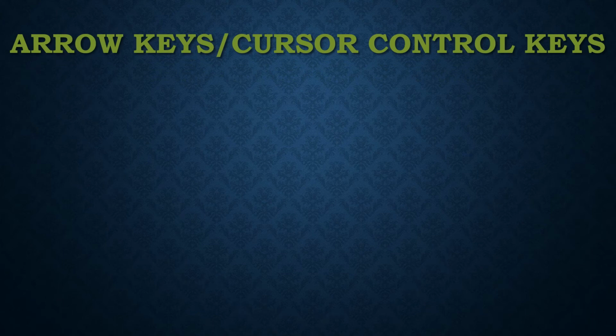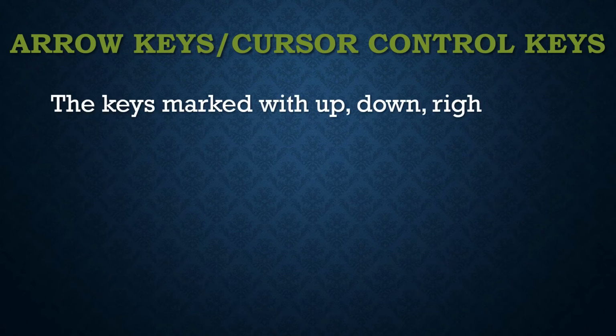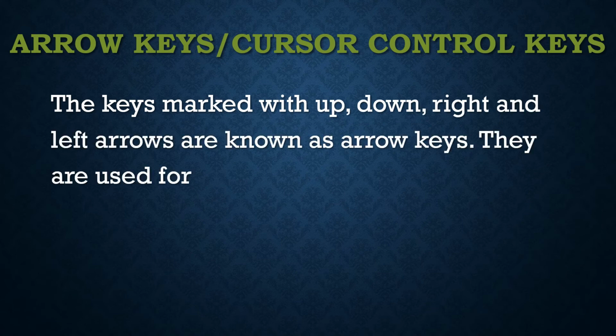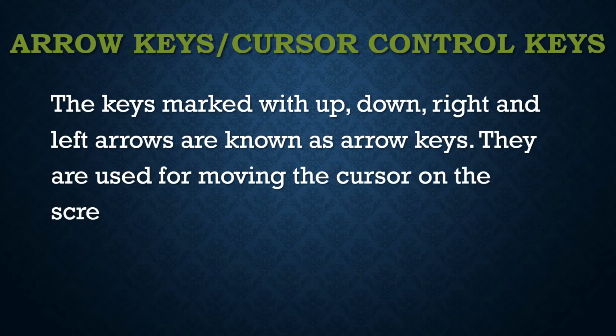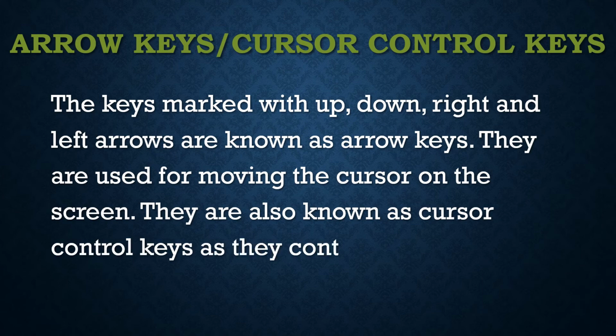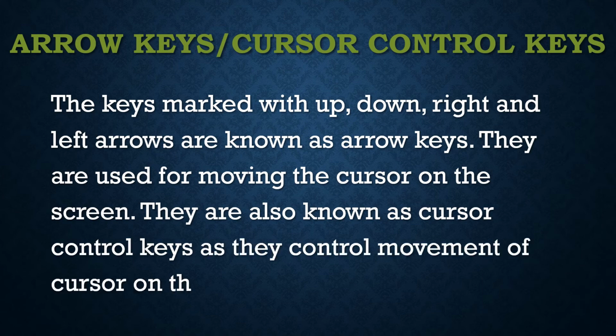Arrow keys or cursor control keys. The keys marked with up, down, right and left arrows are known as arrow keys. They are used for moving the cursor on the screen. They are also known as cursor control keys as they control the movement of the cursor on the monitor. The cursor is the flashing bar on the computer screen that shows your current position.